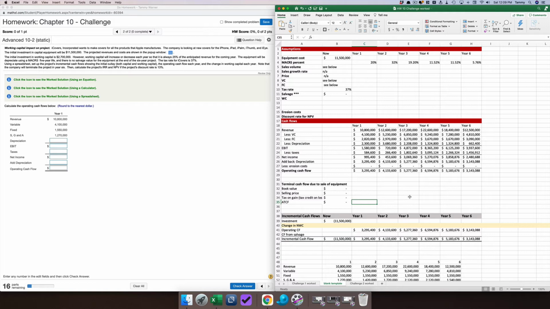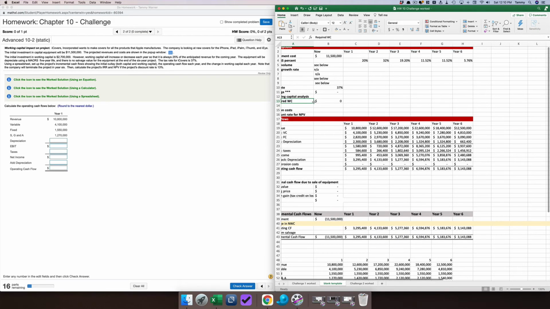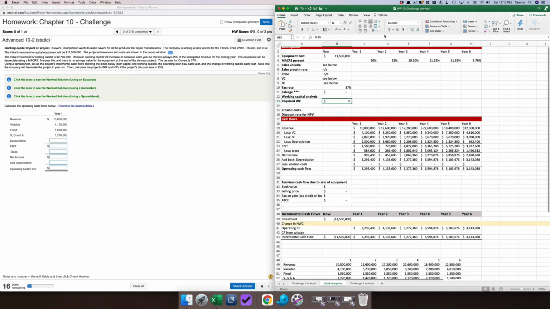All right. So now, the hard part. Calculations, so we'll say working capital calculations. Working capital analysis. Okay. So our required cash flow is going to be 25% of the following year's revenue. 25% of the following year's revenue. So make that a percentage. And let's indent that so we'll know that this is subsidiary.